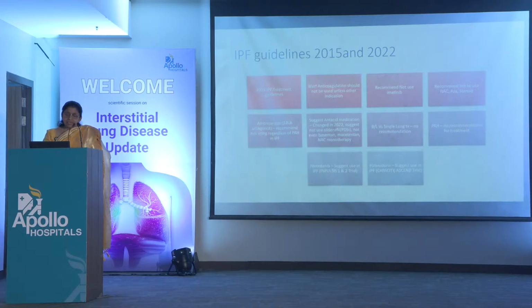So these are the guidelines compared from 2015 to 2022. Anticoagulation was earlier recommended, which is not recommended anymore. Imatinib is not recommended. Azathioprine and acetylcysteine not recommended. Ambrisentan is not recommended for use for PAH in IPF because of increased hemorrhagic possibilities. The only drug which was recommended, if at all pulmonary hypertension is present, is sildenafil, which can be used.